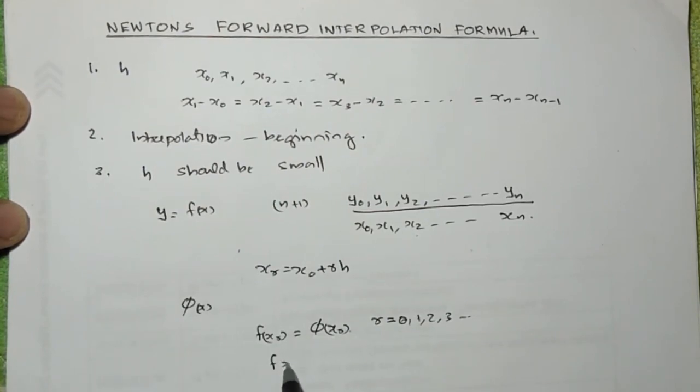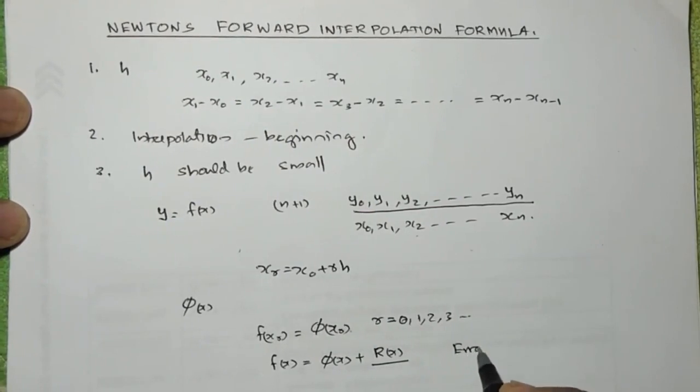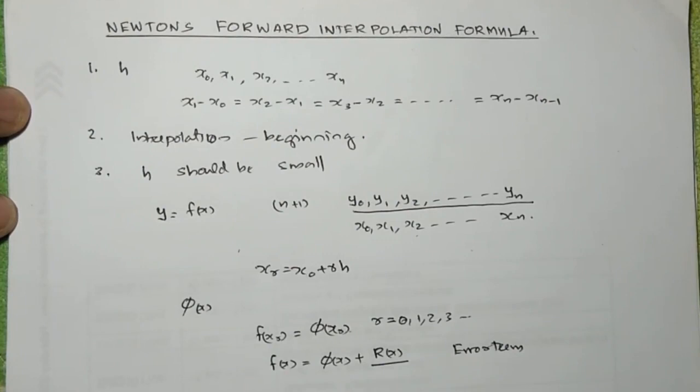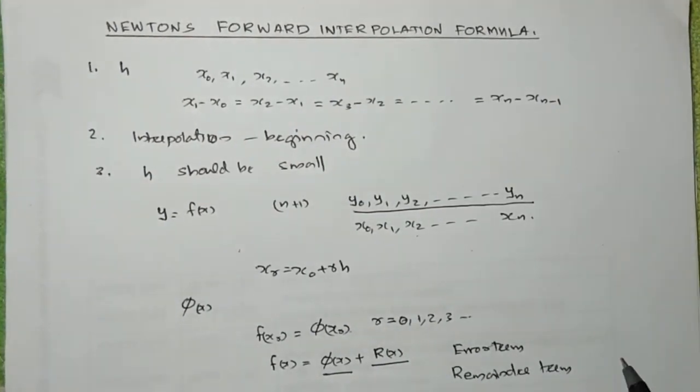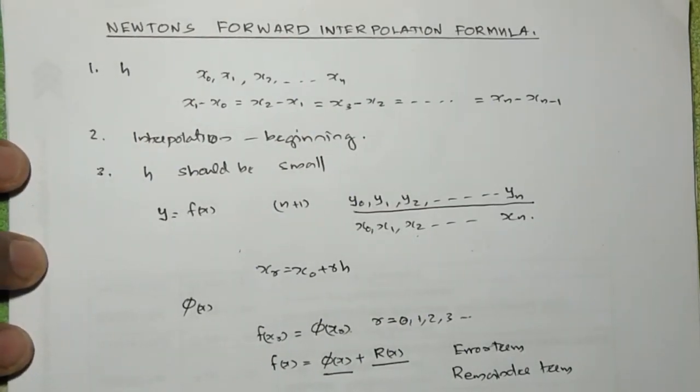For all other points other than these n plus 1 x values, the relation could be written like this: f of x equal to phi of x plus R of x, where this R of x is called the error term, which represents the error in the value predicted by the interpolating polynomial phi of x. This error term is otherwise called the remainder term. Our aim is to minimize this R of x to 0 or to the least possible value, so that f of x equal to phi of x.